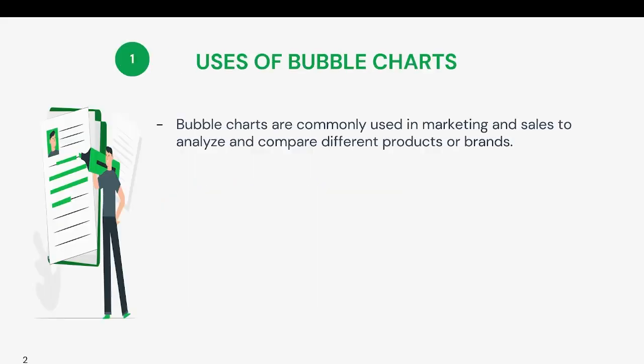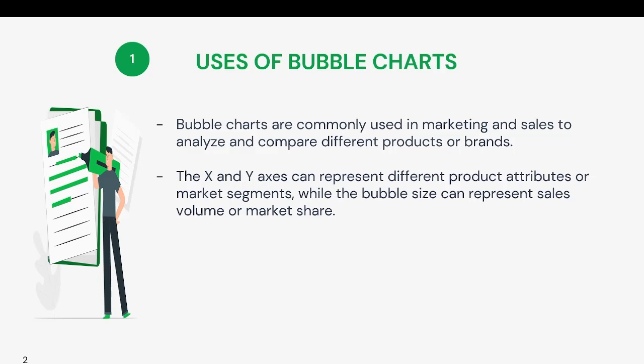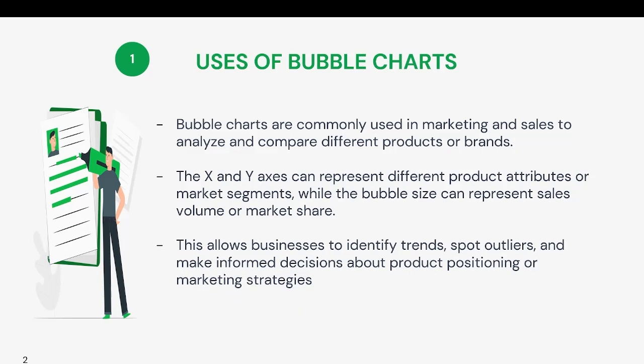Uses of bubble charts. Bubble charts are commonly used in marketing and sales to analyze and compare different products or brands. The X and Y axis can represent different product attributes or market segments, while the bubble size can represent sales volume or market share. Such bubble charts allow business to identify trends, spot outliers, and make informed decisions about product positioning or market strategies. Now let's move on to our Excel file to understand the bubble chart.